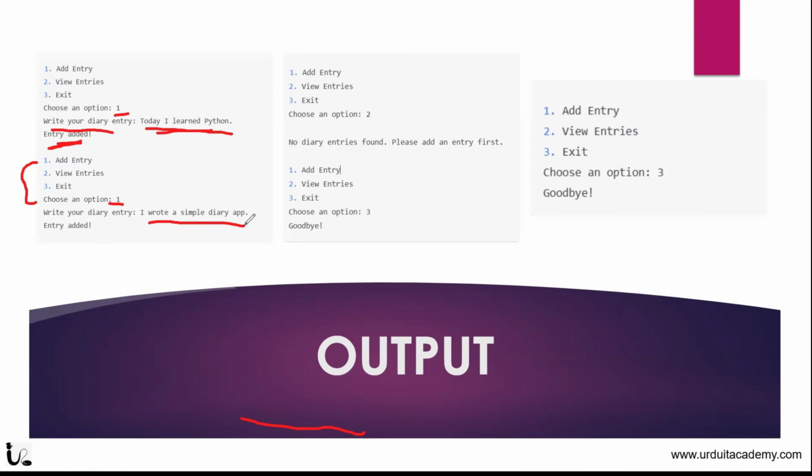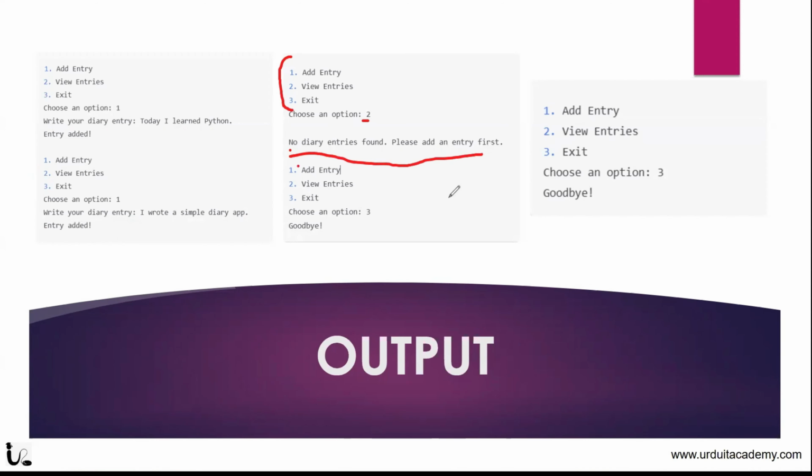I'm typing: I wrote a simple diary app. This line will be added in my file. Then it is simply printing entry added. Then again they are asking the options in the while loop. Whenever we type 2, it will just execute. Here it is printing no entries found, please add an entry first.